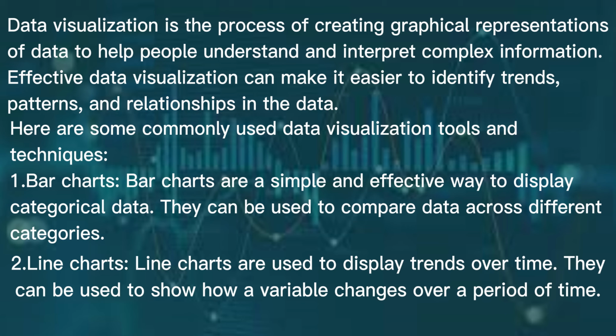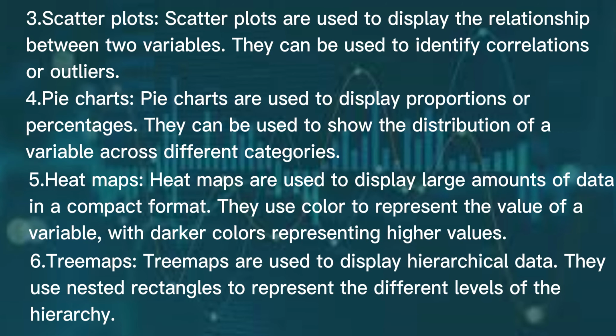1. Bar charts. Bar charts are a simple and effective way to display categorical data. They can be used to compare data across different categories. 2. Line charts. Line charts are used to display trends over time. They can be used to show how a variable changes over a period of time. 3. Scatter plots. Scatter plots are used to display the relationship between two variables. They can be used to identify correlations or outliers.